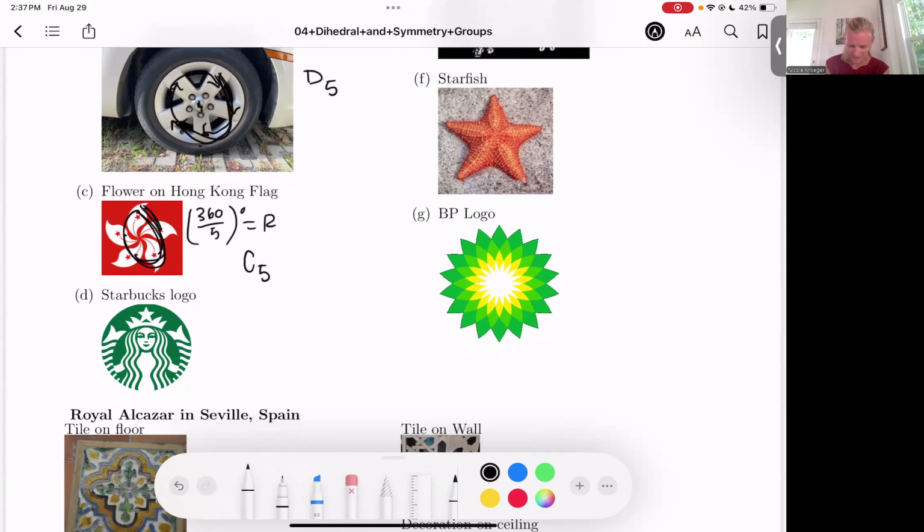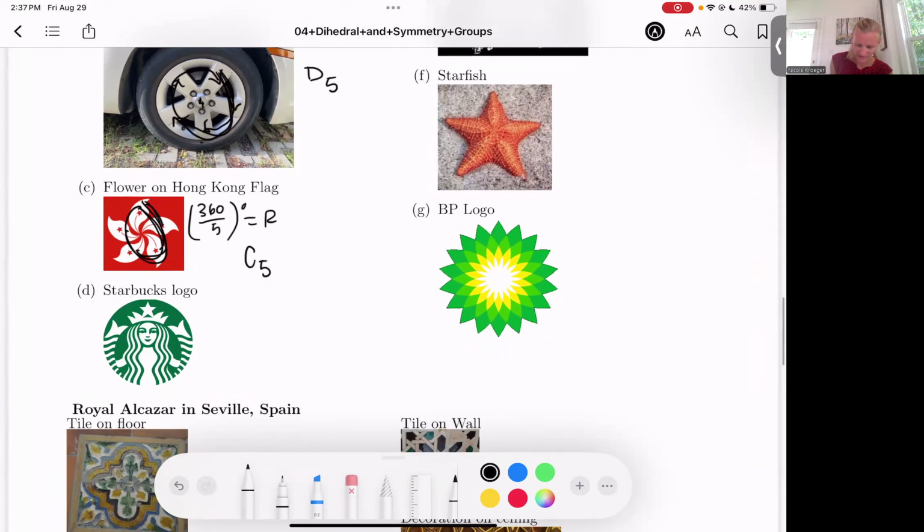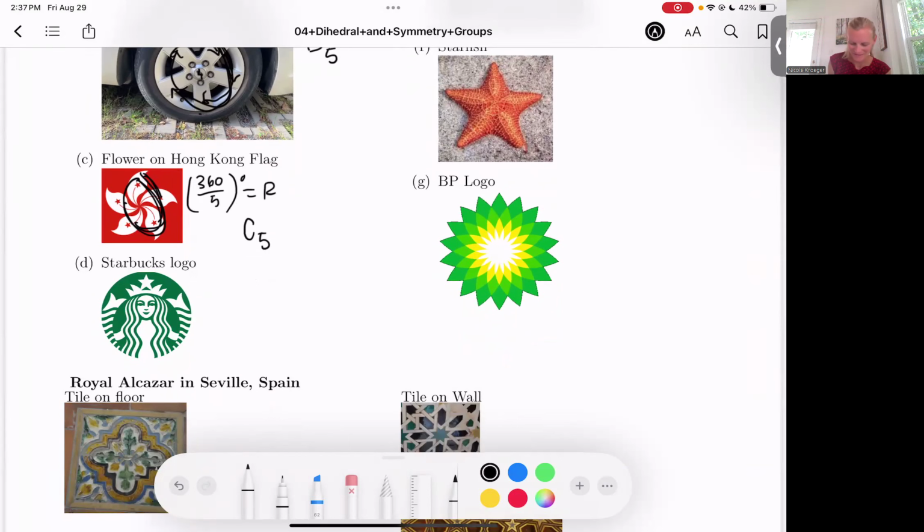Okay. The Starbucks logo is kind of interesting. It can't be rotated at all so that it lands back on itself except by 360 degrees. So it definitely has the identity in here. But it has one reflection. We can reflect across that vertical line. Maybe I'll call that F for a flip. And so this is the whole group here.